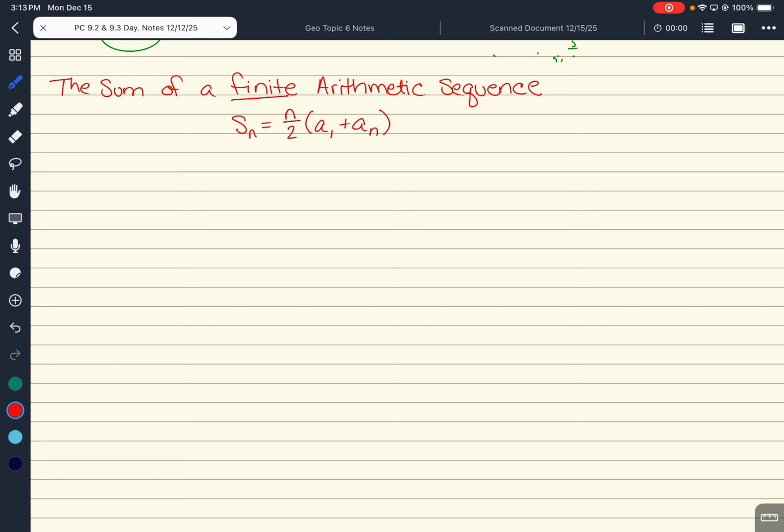Now, we did this in Algebra 2. We did all of this in Algebra 2. Okay, so I'm going to remind you what things are. So n in this case is the number of terms being added. A sub 1 is the first term. A sub n, guess what? Is the last term.